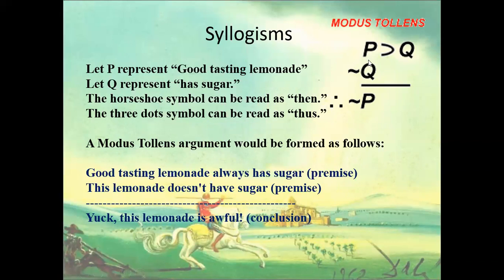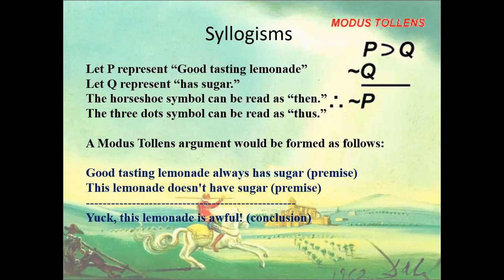Okay. If I pass the class, then I pass the test. I did not pass the test. Therefore, I did not pass the class. Something along those lines. No matter what you put in there, so long as this little squiggle is not the negation of Q. Okay.